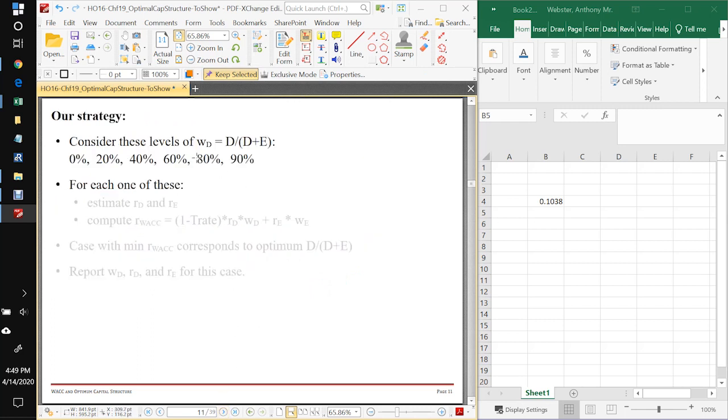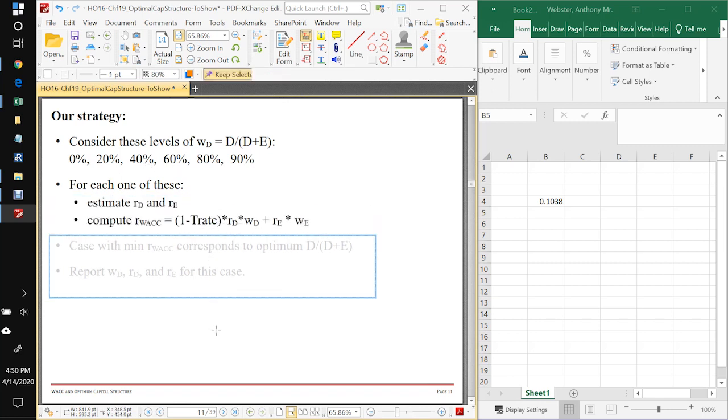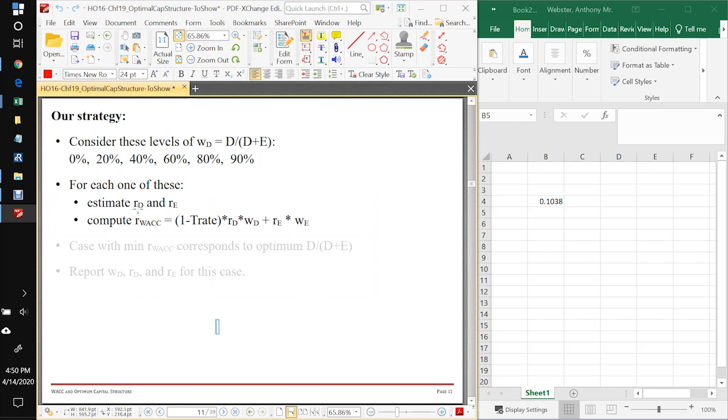And so our strategy to figure this out for the CFO is, let's consider 1, 2, 3, 4, 5, 6 different levels of leverage measured by debt to enterprise value ratio. And for each one of these levels, what are we going to do? We need to estimate the cost of debt capital and the cost of equity capital. And remember, these are going to increase as our leverage ratio, debt to enterprise value ratio, increases.